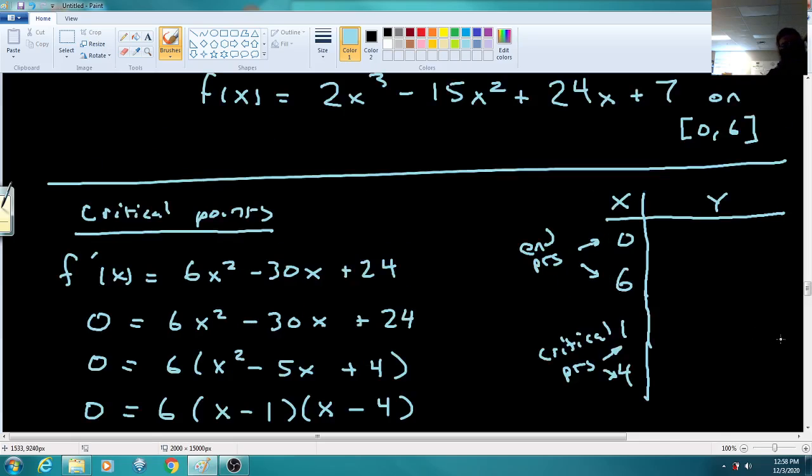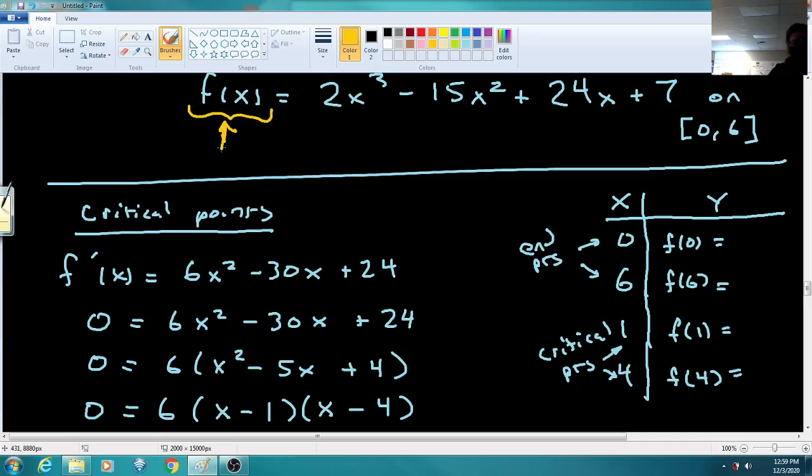So I've got to check what is f of 0, what is f of 6, what is f of 1, and what is f of 4. And make sure when you're finding these y values, you go back and use the original function. You're not going to use the derivative to find the y values. You want the y values of the original function.